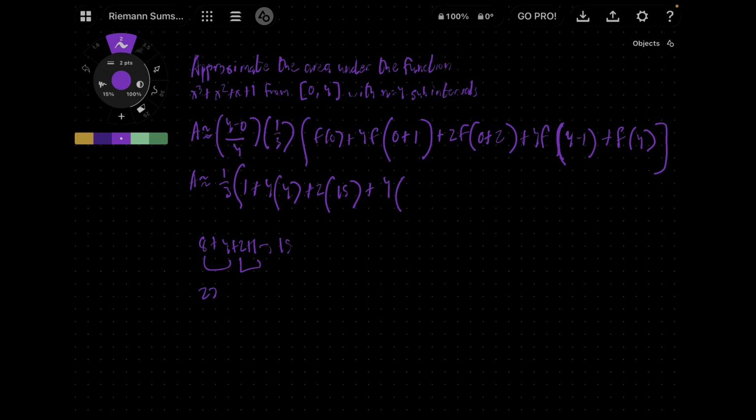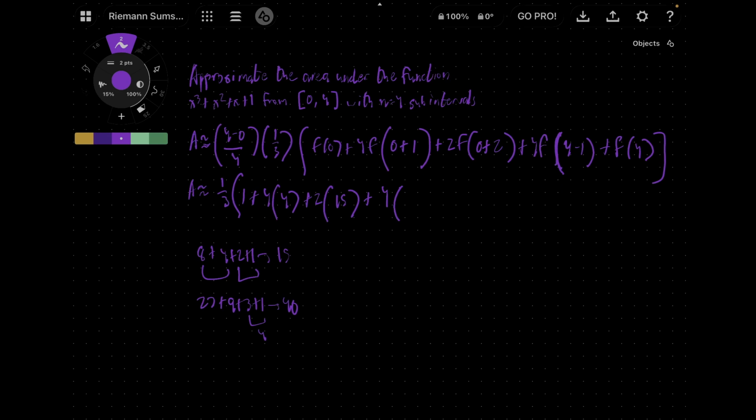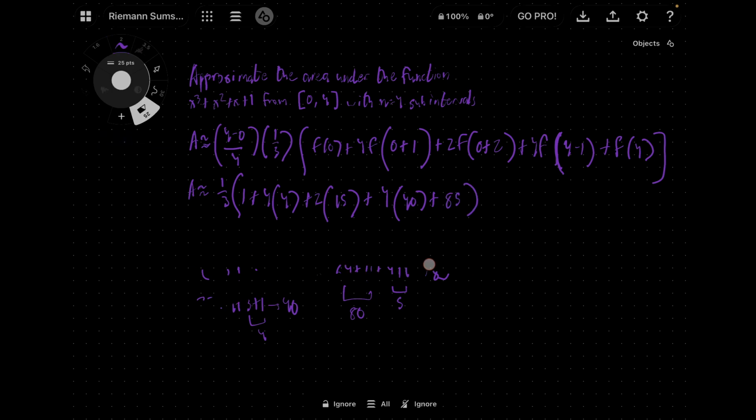Now f of 3 is 27 plus 9 plus 3 plus 1. This will be 4. 27 plus 4 is 31. And 31 plus 9 is 40. So 4 times 40. And then just plus the final function, where the final function evaluated at x is equal to 4, it's going to be x cubed, which is 64, plus x squared, which is 16, plus 4 plus 1. So 4 plus 1 is 5, 64 plus 16 is 80, so we get 85. This is our final value over here, and we will proceed to evaluate.